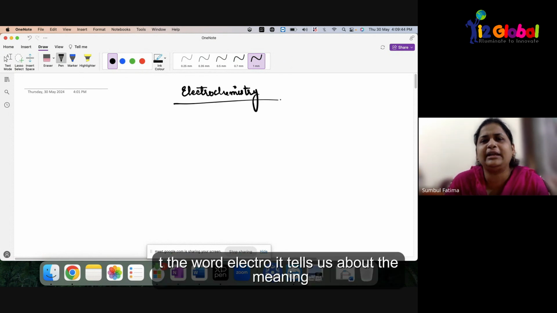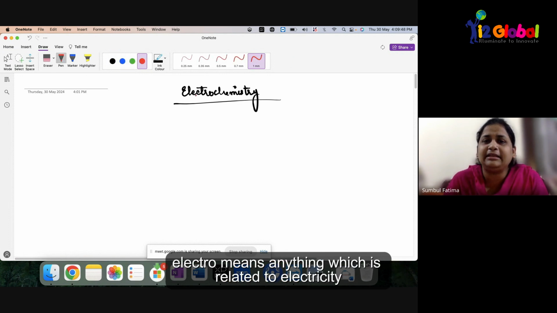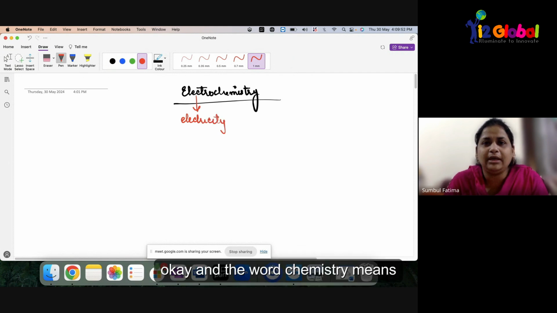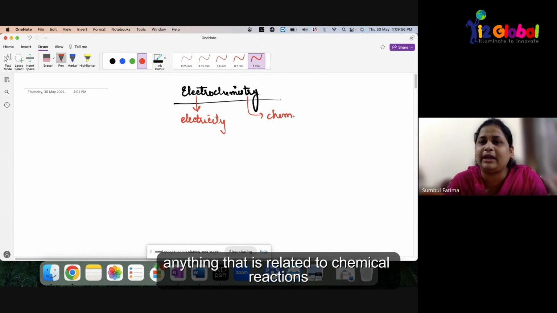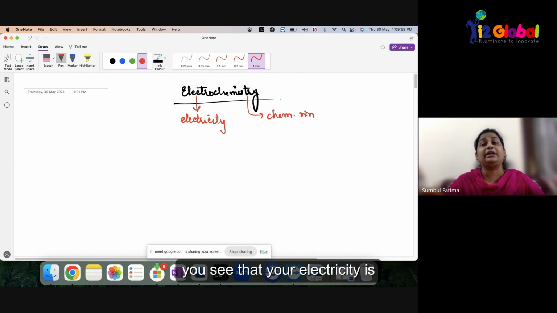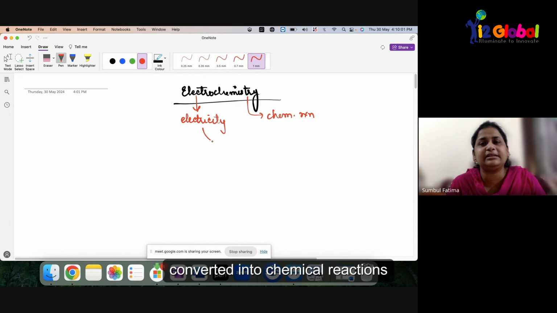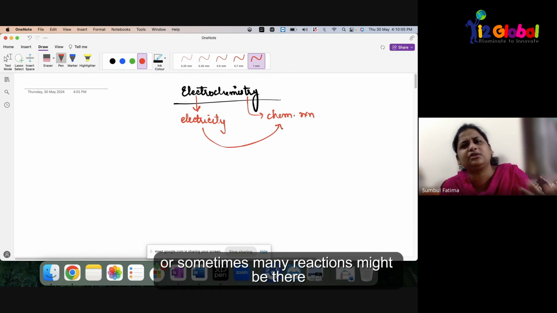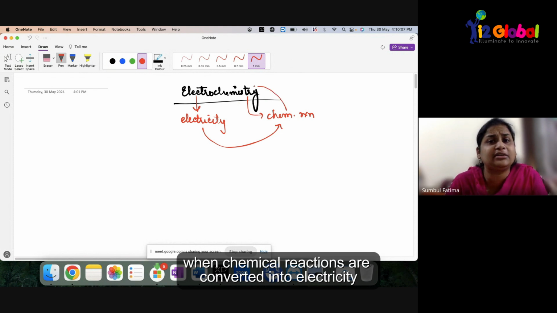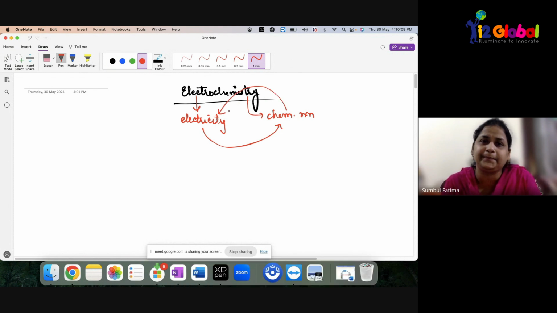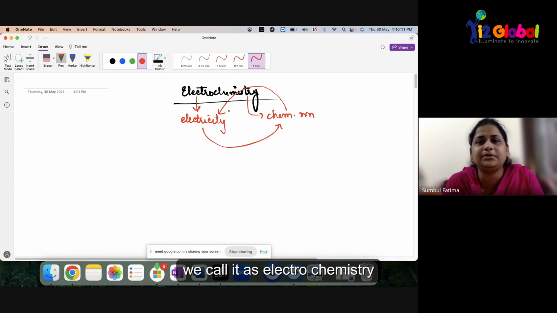See, the word electro, it tells us about the meaning. Electro means anything which is related to electricity. And the word chemistry means anything that is related to chemical reactions. So when you see that electricity is converted into chemical reactions, or sometimes chemical reactions are converted into electricity, we call it electrochemistry.